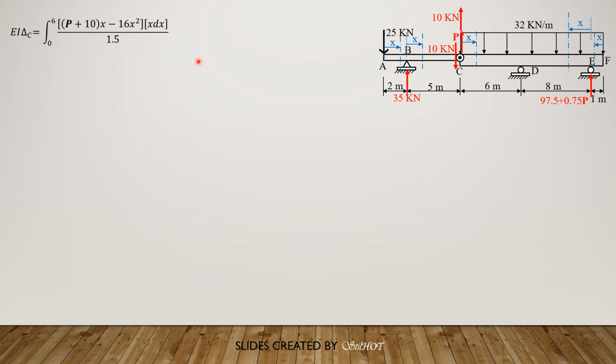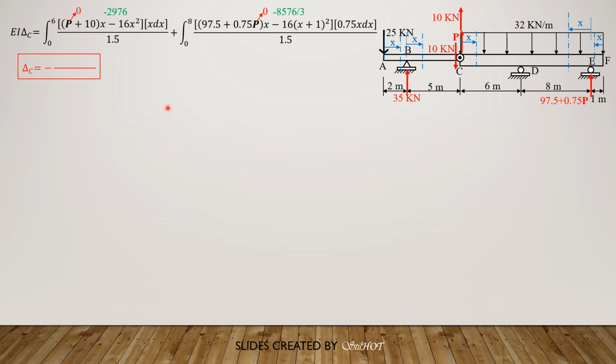Then plus, in the next section, integral of quantity 97.5, 0 to 8, plus 0.75 of P times x minus 16 times quantity 1 plus x squared. The derivative of this moment equation with respect to P is 0.75x dx, and the whole integral divided by 1.5. So set the value of P to 0 before integrating. So the first integral is negative 2976, the second is negative 8576 over 3, then combining, delta C is negative 5834.667 over EI, just like before.